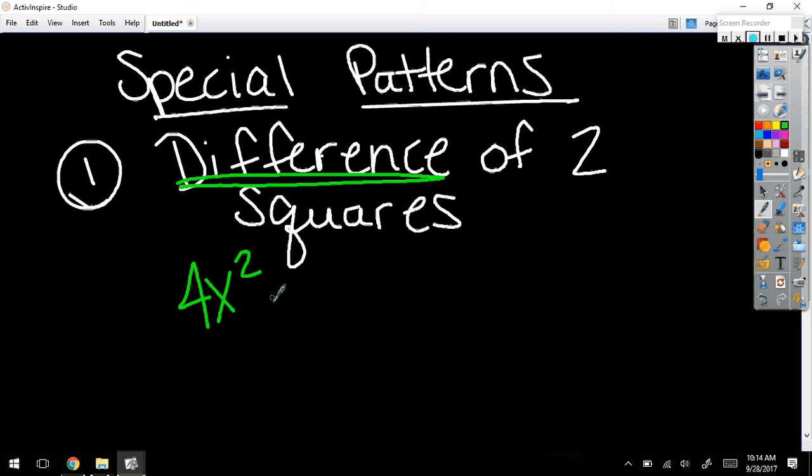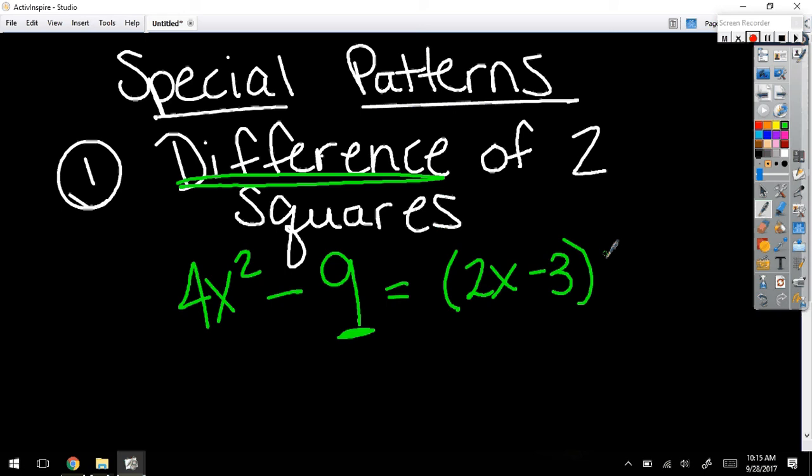So maybe 4x squared minus 9. I think this was one of the ones from your homework. It's asked me to factor it. There's only 2 pieces there. There's not a middle term. Instead of going through to put it in the box, if I recognize that that is a difference of 2 squares, it is super easy to factor. You take the square root of the first. In other words, what times itself gives you 4x squared? 2x. Good job. What times itself gives you 9? You do 1 minus and 1 plus, and it's factored.